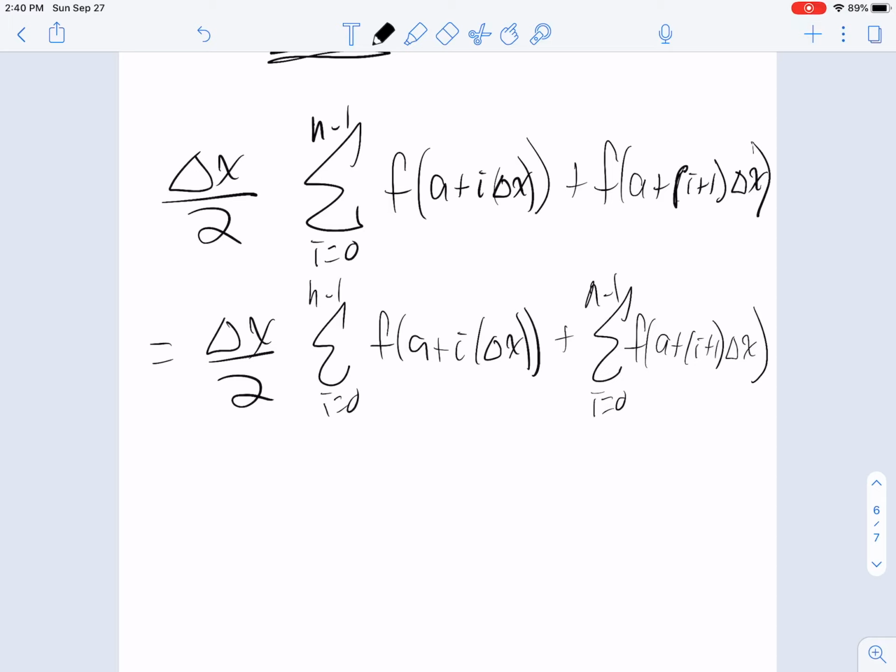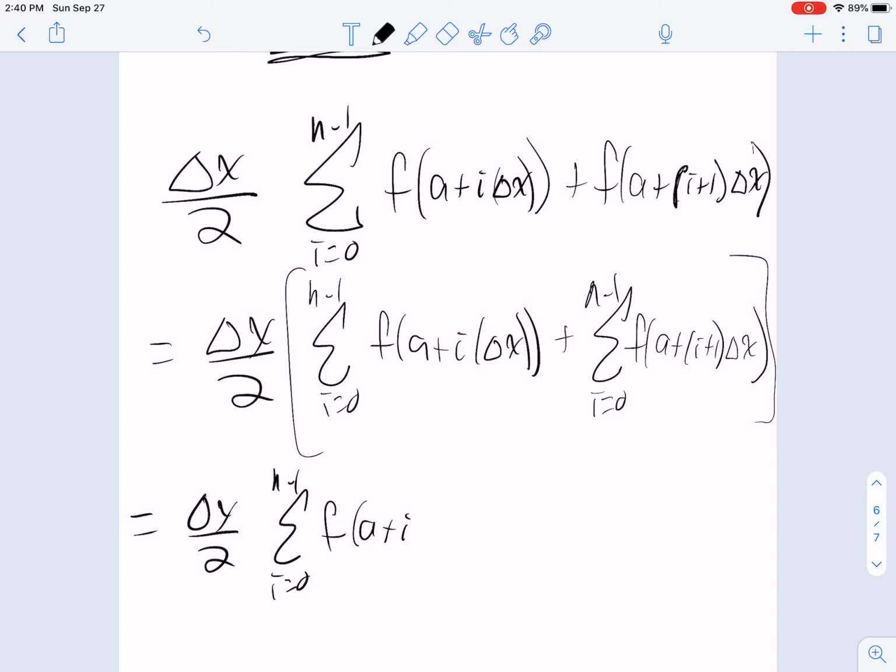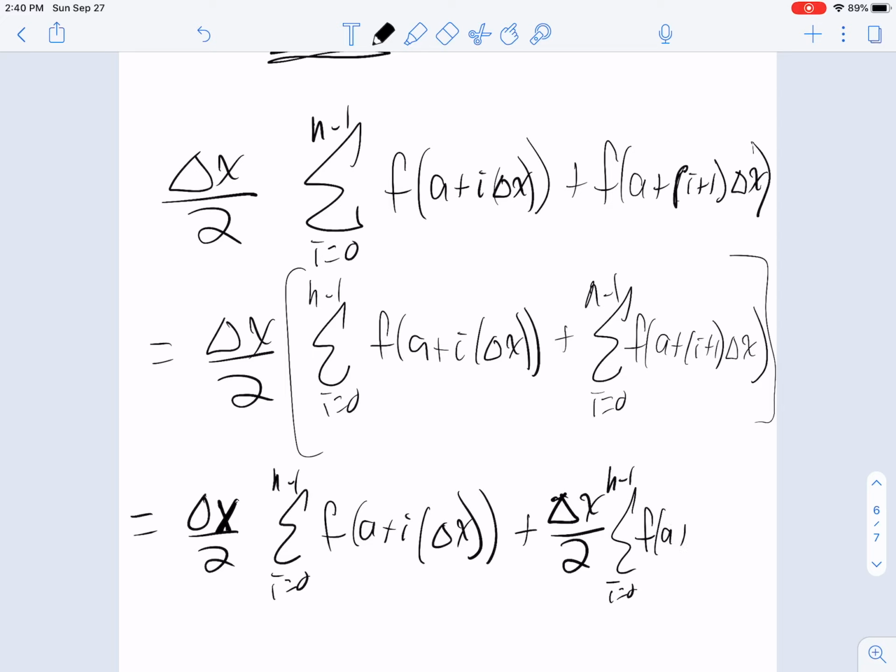And furthermore, this guy is being multiplied by both of them. If I now just distribute that, I could rewrite this as delta x over 2, sum I equals 0 to n minus 1, f of a plus I delta x, plus delta x over 2, sum I equals 0 to n minus 1, f of a plus I plus 1 delta x.